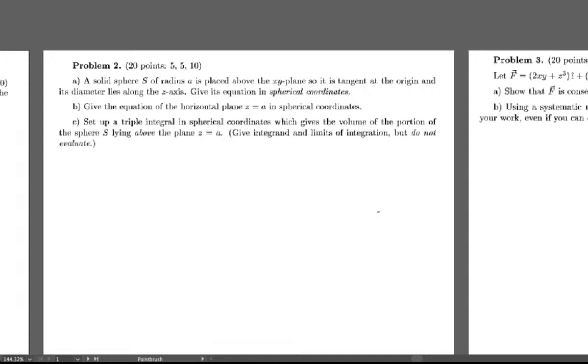Okay, so you want to have a solid sphere of radius a. It is placed above the xy plane, so it is tangent at the origin, and its diameter lies along the z-axis. When you start imagining this, you could have a ball, and then you take a z-axis, and then you have a plane which is just lifted until it hits the ball, which is perpendicular to this line.